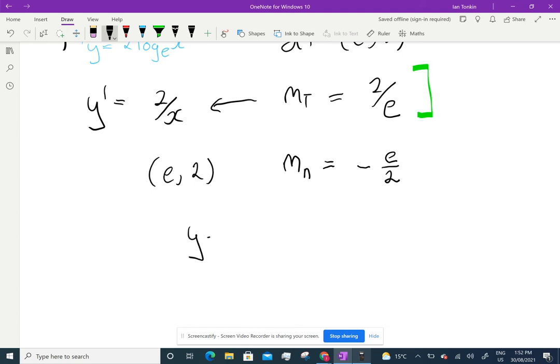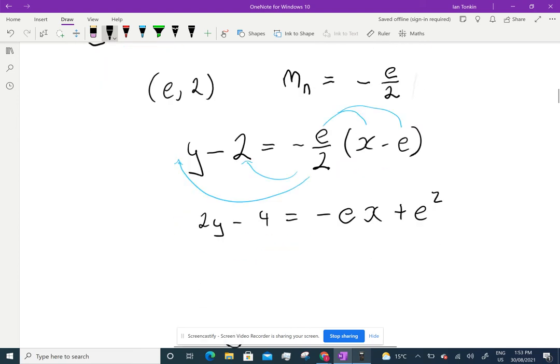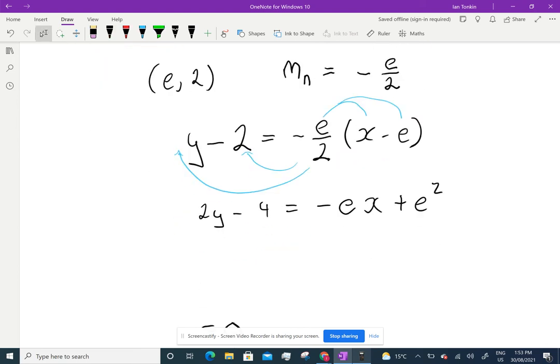So I'll just go y minus the y value equals negative e on 2, that's the gradient, times x minus the x value. And this is where you've got to be smart. You take this 2 and multiply it by these two things here, and this negative e and multiply it by these two things here. So you get 2y minus 4 equals negative ex plus e squared. Now you've got a choice here. You can write the equation any way you want.